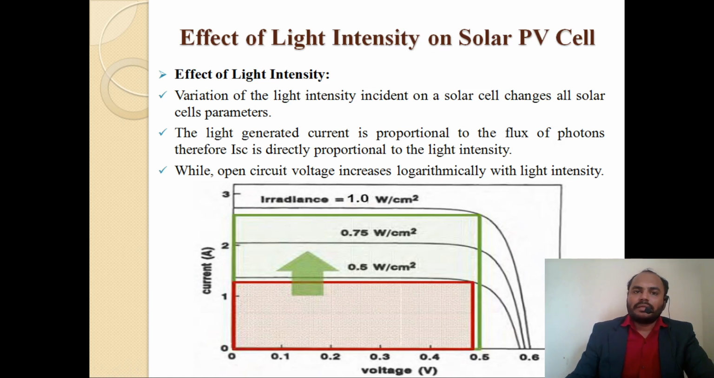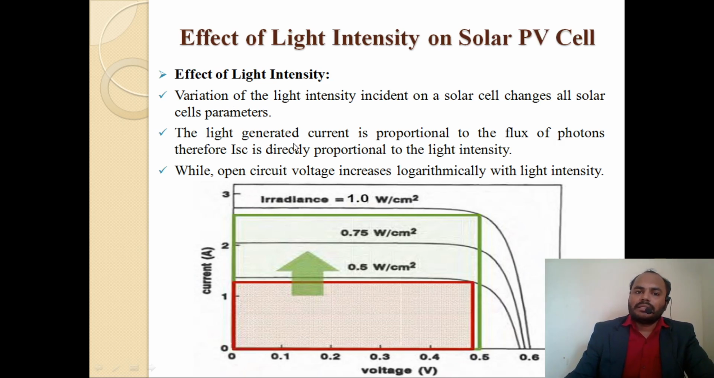The next effect is the effect of light intensity on a solar PV cell. Basically, light intensity is the solar irradiation falling over the solar panel. One by one we will see the points. First, a variation of light intensity incident on a solar cell changes all solar cell parameters. The irradiation level of the sun is very important for generating electricity from a solar panel.